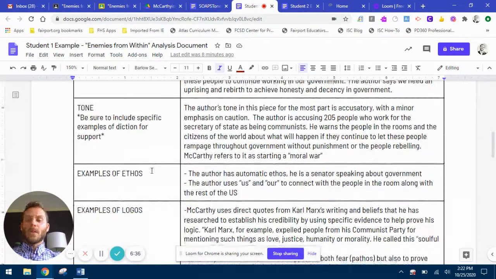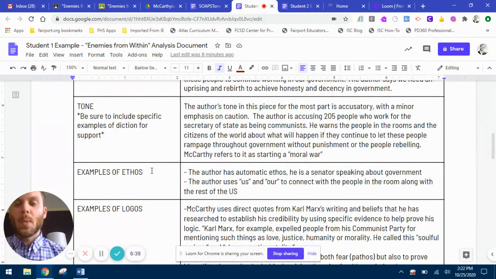Now, as we move down to tone, and as we went into this assignment as well, I was asking you guys to pull out examples of tone, ethos, logos, pathos, and also examples of the logical fallacy, and to make sure that you explain them. All right, this student did a good job saying the tone in the piece, for the most part, is accusatory, right? So using an adjective to describe it with some emphasis on caution. And then towards the end, she pulls out this idea that he refers to, this moral war, that helps to establish that accusatory tone.